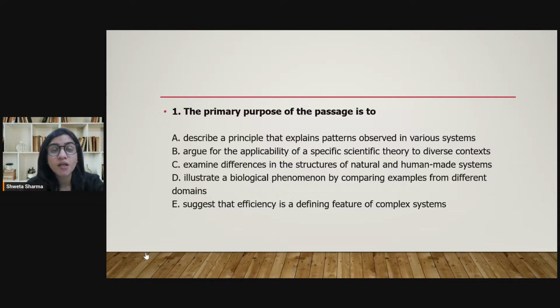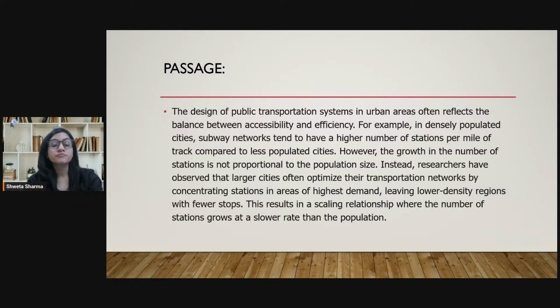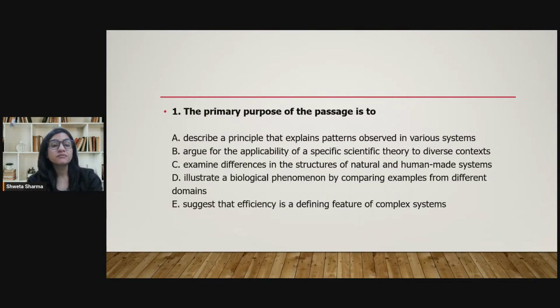So we look at option B, argue for the applicability of a specific theory to diverse contexts. So not necessarily an argument, but yes, that is what we majorly see. We're talking about observations here, right? And then it says argue, which of course is not a good option. Examine differences in the structure of natural and human-made systems.